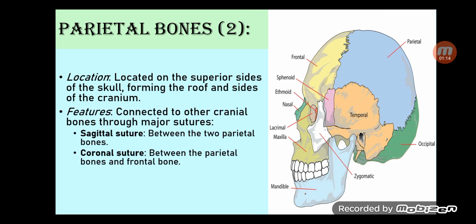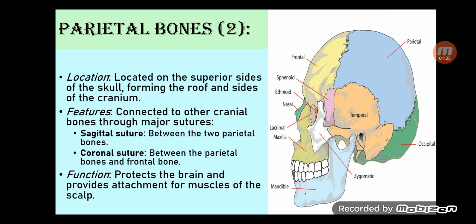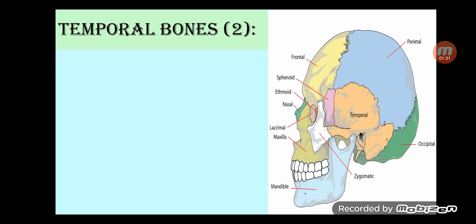Talking about its features, it is connected to other cranial bones through major sutures: the sagittal suture, that is between the two parietal bones, and the coronal suture, that is between the parietal bone and the frontal bone. Talking about the function of the parietal bone, it protects the brain and provides attachment to the muscles of the scalp.